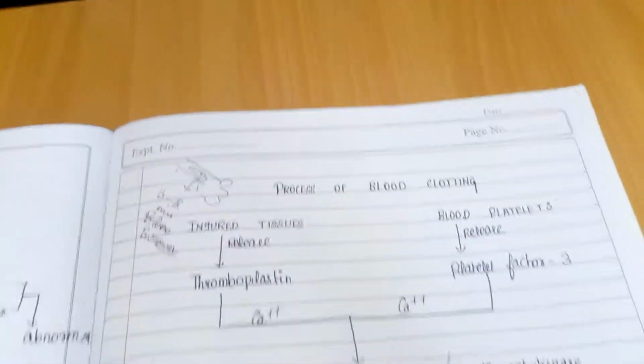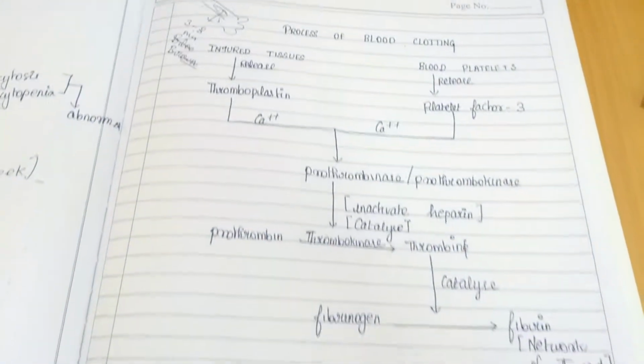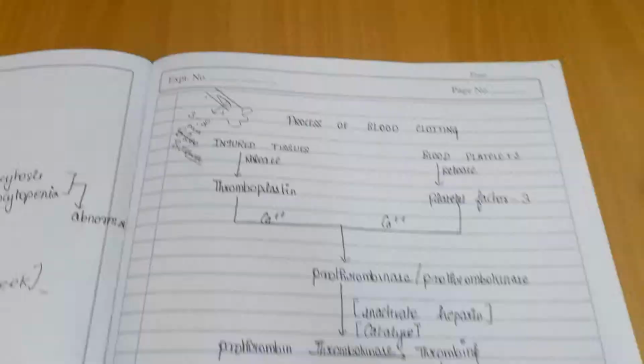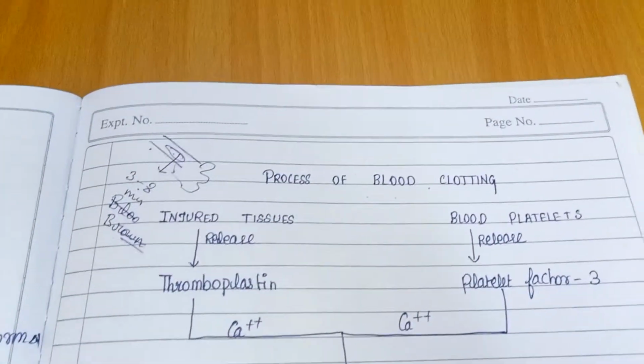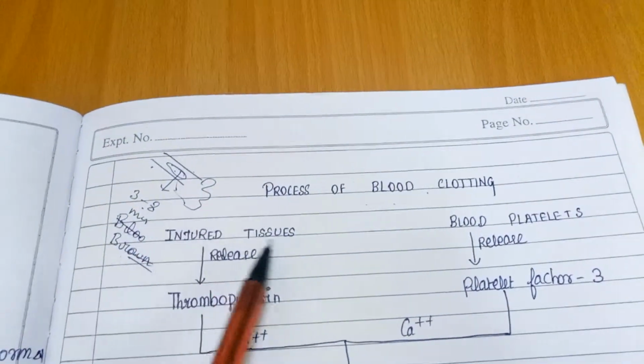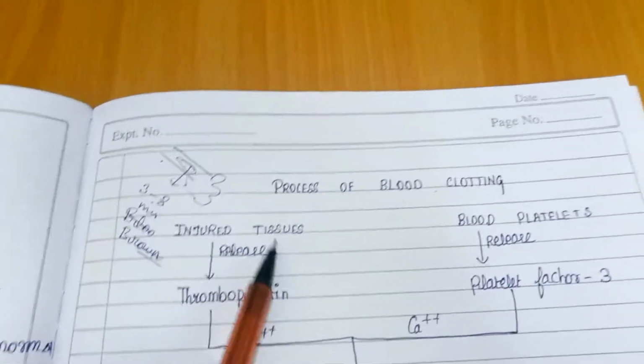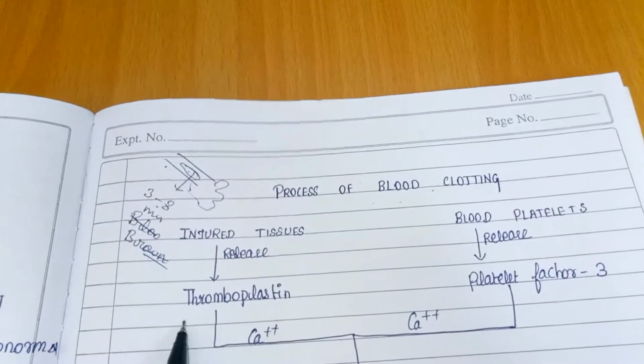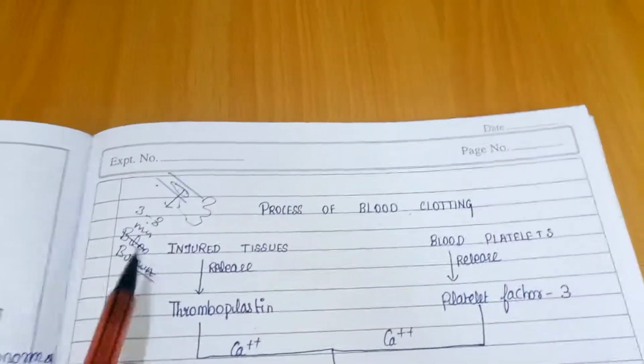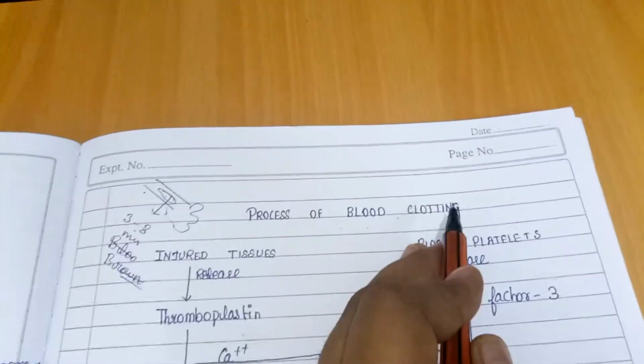So for that we should know what all these things are. If you read this and understand this, you will know. When the tissues are injured, they release something called thromboplastin. Just remember and come this side.